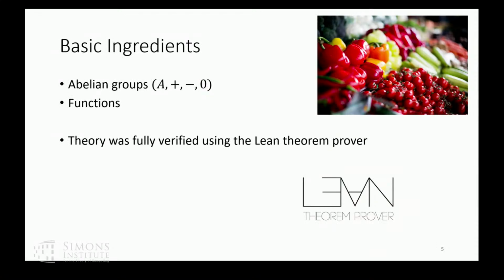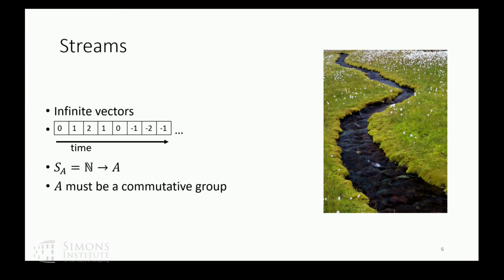OK, so these are the basic math ingredients. We only need 2 ingredients: abelian groups. So every abelian group, I remind you, is just a set with a plus, a minus, and a 0, which has some nice properties. We'll need it to be associative, commutative, and so on. And functions. And this is the entire base of this theory. This is a very simple algebra that is needed. And it's so simple, in fact, that one of our co-authors managed to fully verify all the theorems in the paper that we have. So we at least know that the theory is sound, and we have a hope that the implementation will also be correct. We have an implementation too. I'll only say a few words about it at the end.